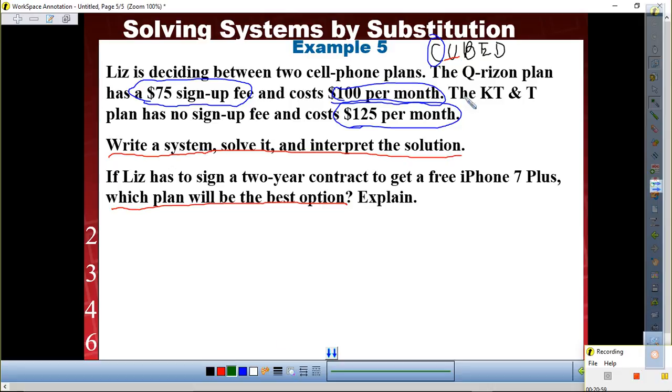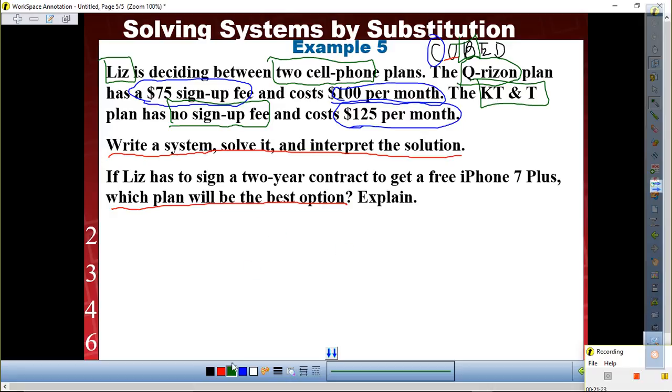From there, let's box keywords here. Okay, so first we start with Liz. That's important. She needs to decide between what? 2 cell phone plans, so that's important. One of them is Q Rising, the other one is KT&T, and that one plan has no sign-up fee. That's important.